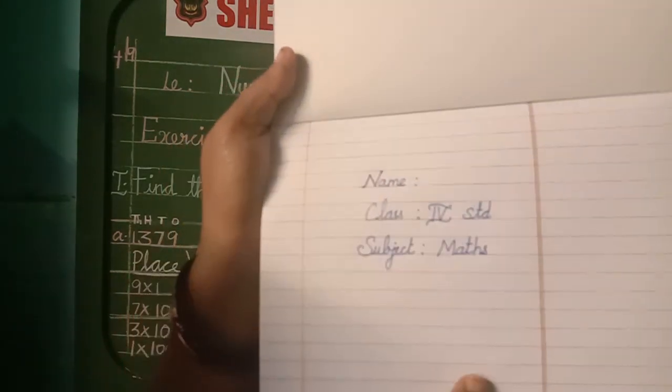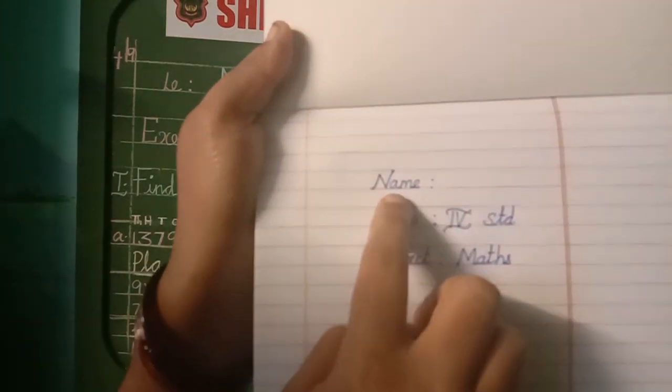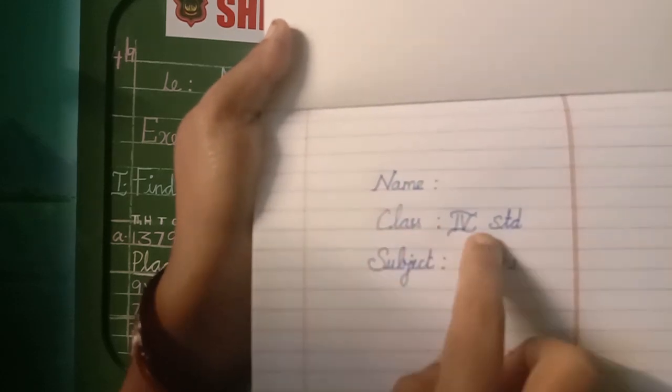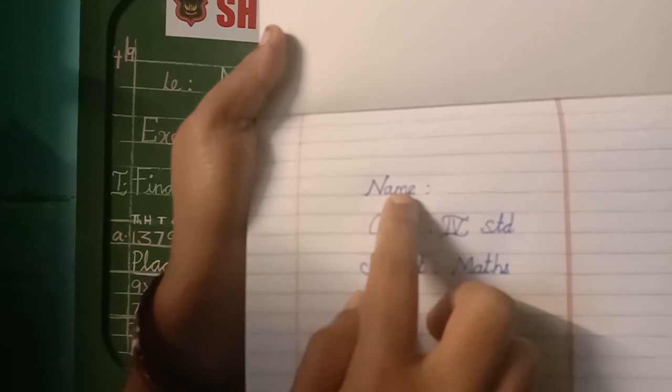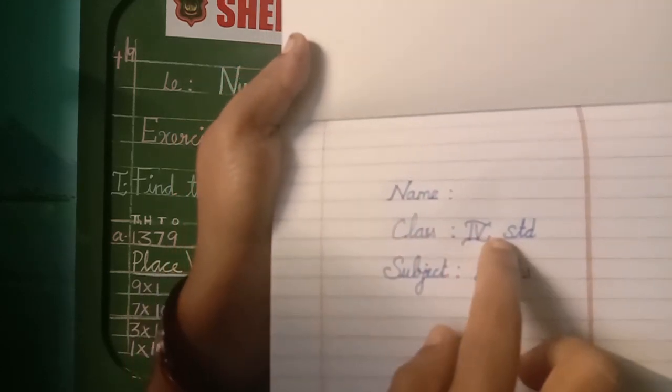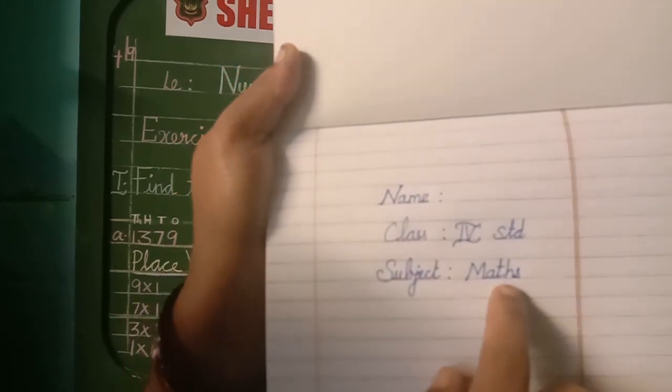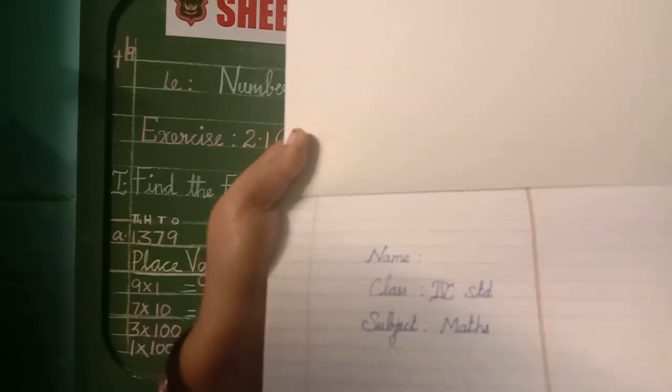In the first page, you have to write your name, class as 4th standard, subject maths. Now children, turn the page. Using your scale and your pencil, sharpen your pencils whenever you are using them, children.